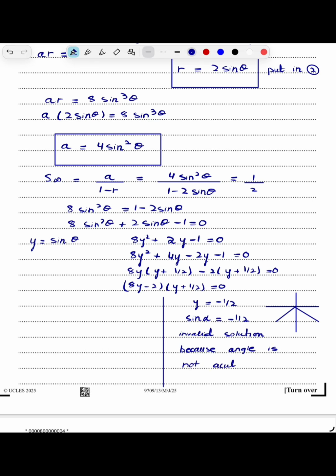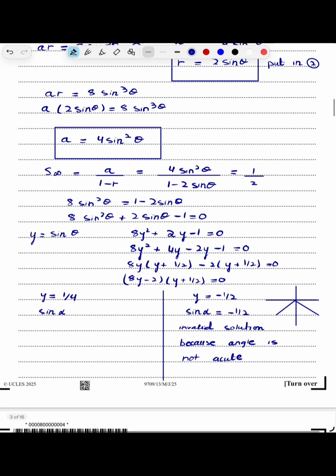The other value is y is equal to 1/4. So basically substituting in sine theta, I'm just using the interior angle, sine alpha is equal to 1/4. So alpha is equal to sine inverse of 1/4. In this case, the value of theta and alpha in the first quadrant is actually the same.